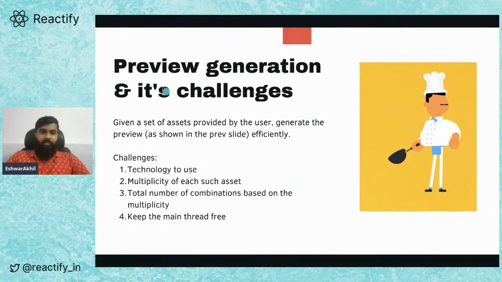So let's have a look at the challenges that are present for this preview generation part. First challenge is the technology that we'll have to use for this use case. And secondly, the multiplicity of each such asset, which is what I have explained. And when the total number of combinations, which in the current use case is 45, is this big, then how to keep the main thread free is another big challenge.